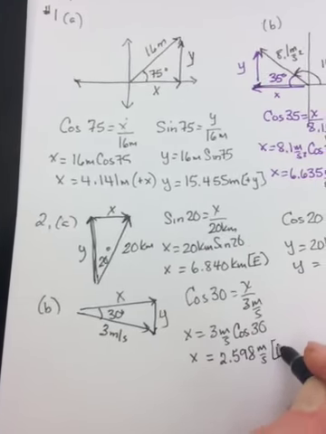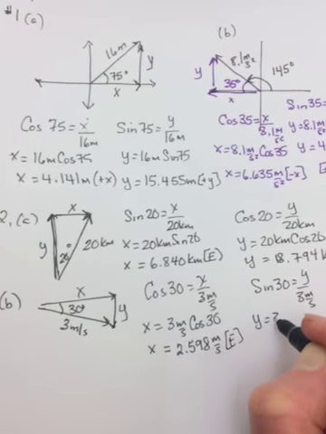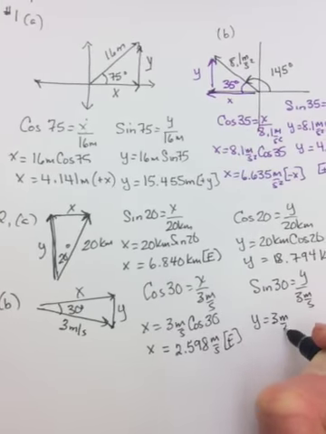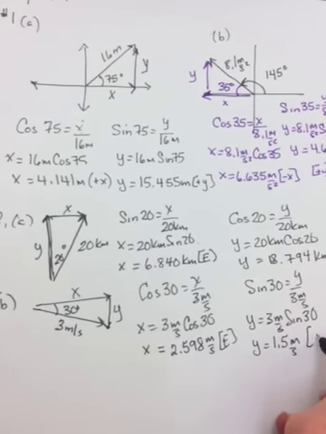Y is sine. Sine of 30 is equal to y over 3. So y is equal to 3 meters per second sine of 30. Sine of 30 is 0.5. So this is 1.5 meters per second south.